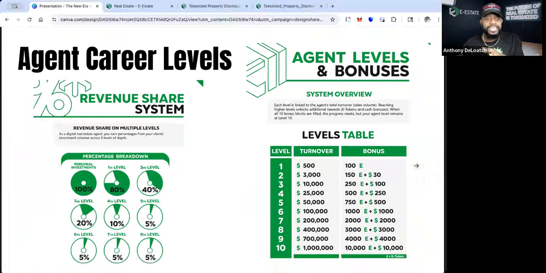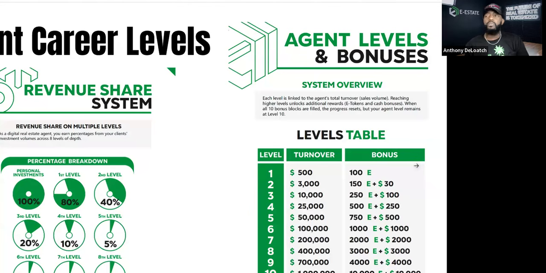Man, I'm telling you, if y'all get this compensation plan, y'all are going to leave this call rich and wealthy. I'm excited about you leaving this call rich. You're going to be so rich when you leave this call.